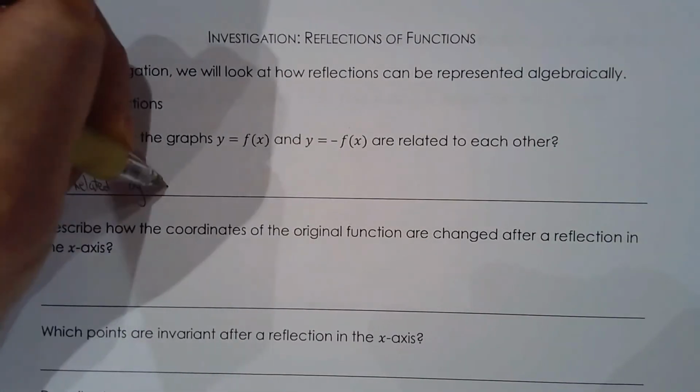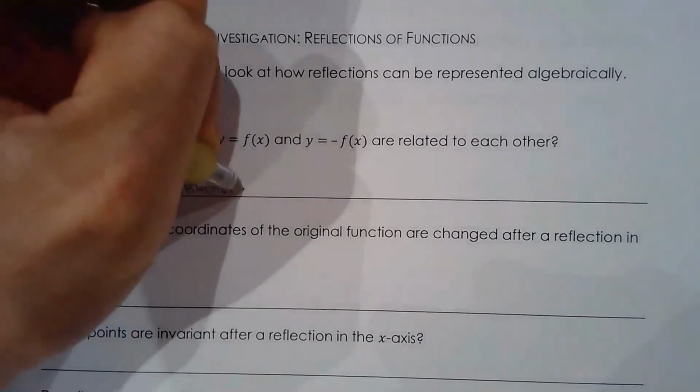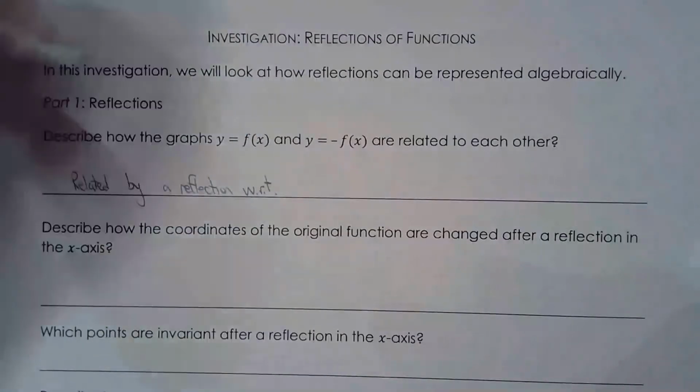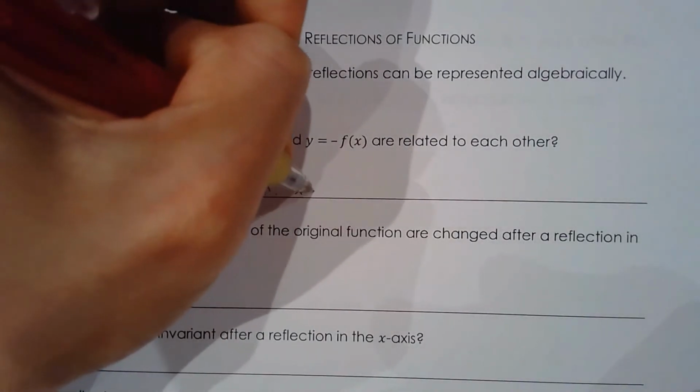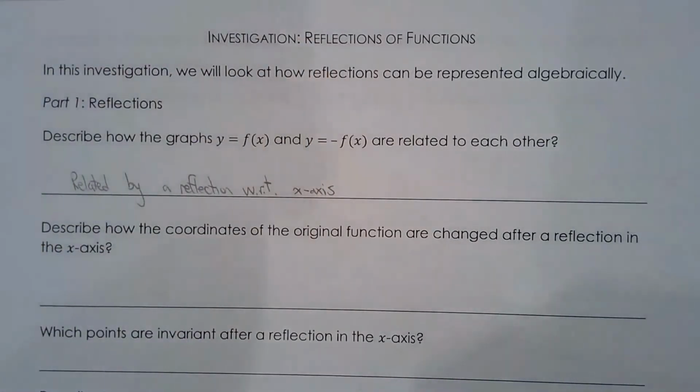they're related by a reflection with respect to the x-axis. So this is something you should be comfortable with because this is what you did last year when you transformed a quadratic function. You reflect it with respect to the x-axis, so it went from opening up to opening down.